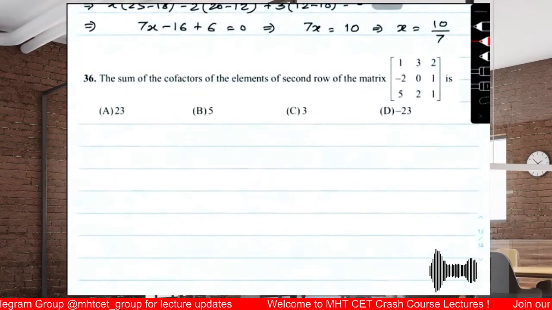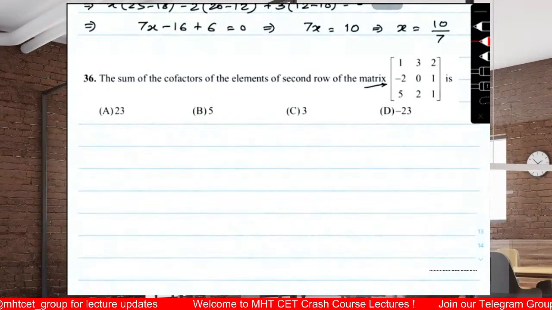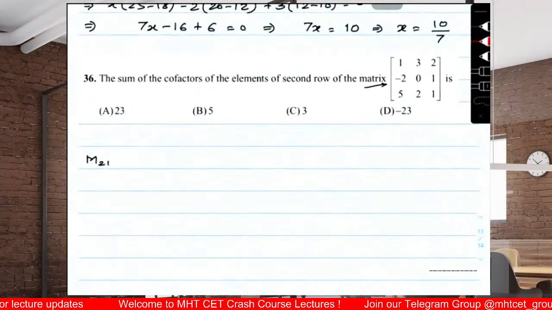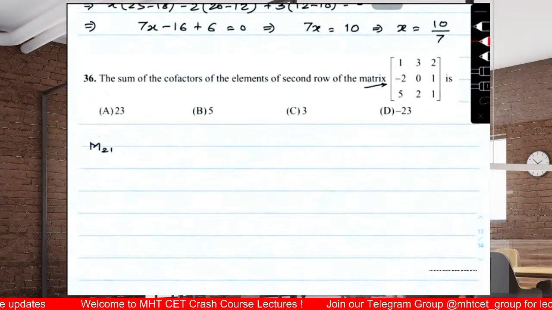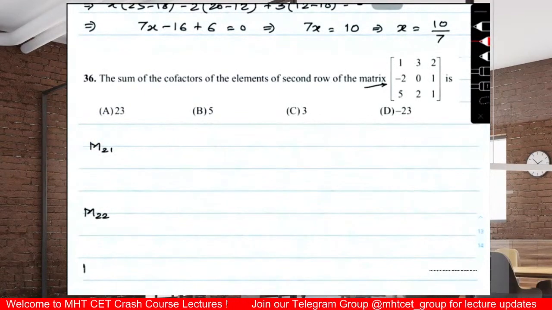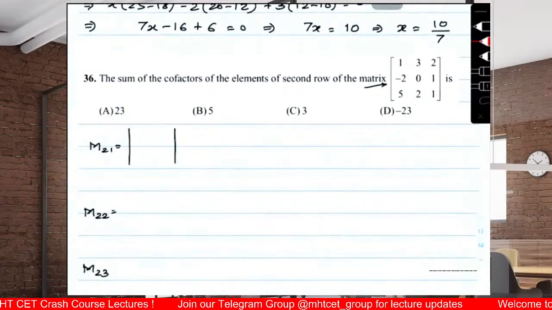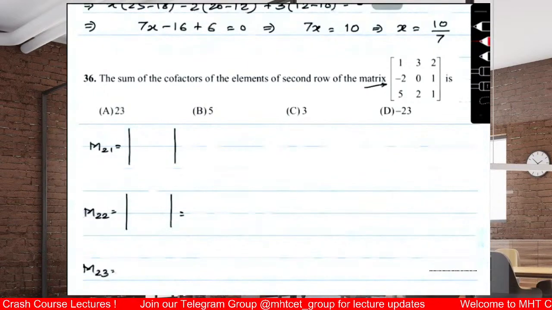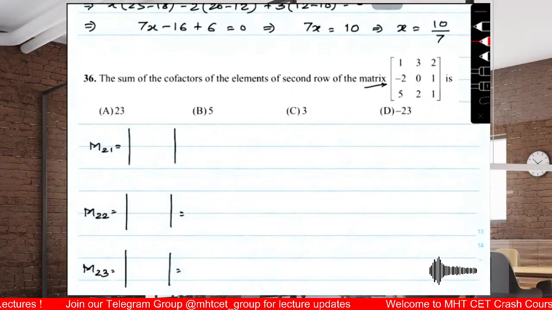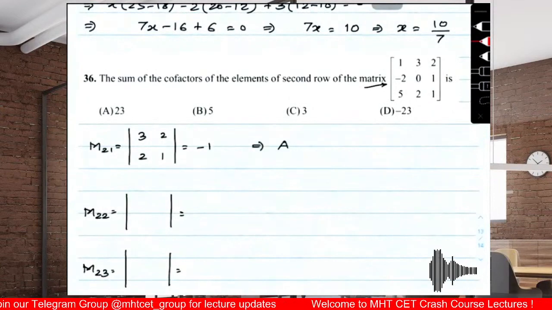The sum of cofactors of the elements of the second row of the matrix. Second row means this. So we'll find M21. You can solve this. M22, M23. M21 is 3221. That is -1. So A21 is +1.